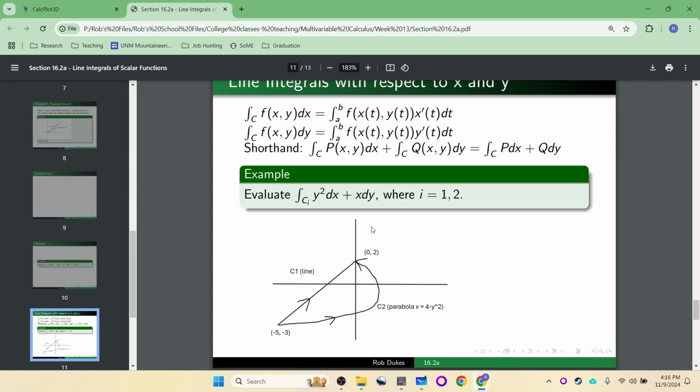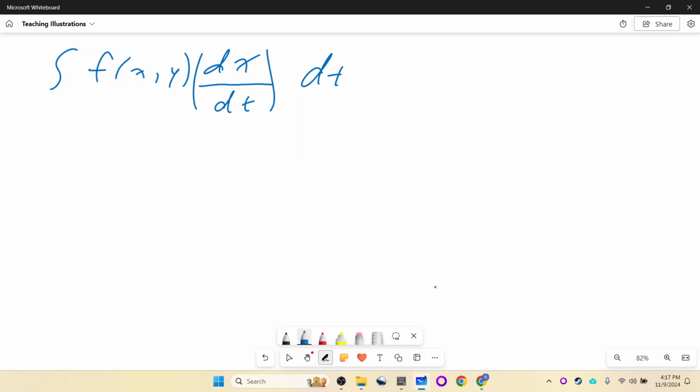y squared dx plus x dy along Ci, where i is 1 or 2, meaning here's C1, here's C2. I want to do both of them. I want to see if I go along this path, is it the same as if I go along this path? So let's see about this.